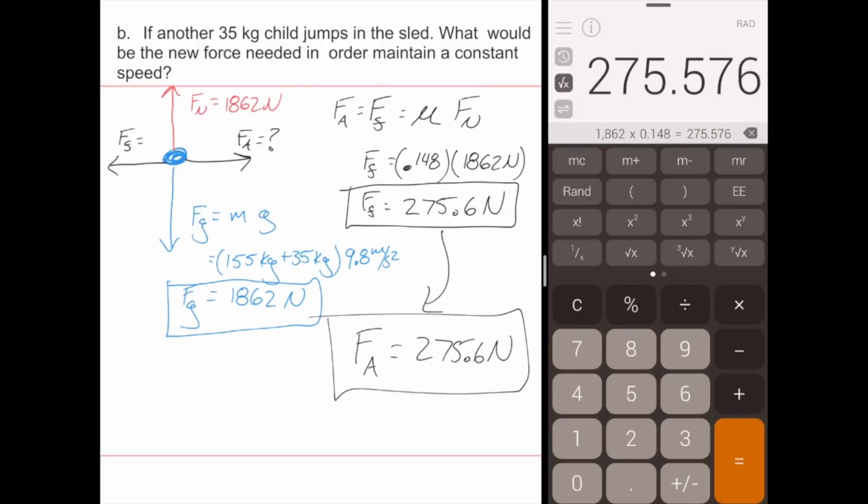All right, there you have it. That's a pretty simple, pretty standard friction problem. If you have any questions, come see me during MLT or in class.